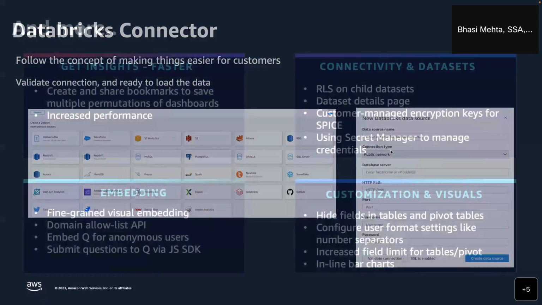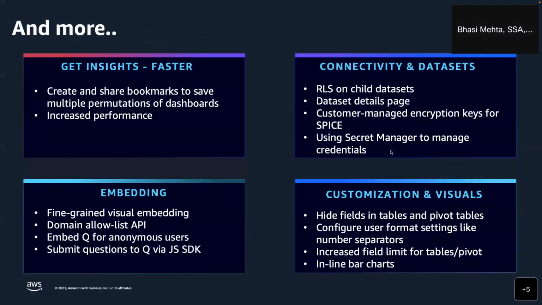And so with that, we also have many more capabilities, so I wanted to only cover the main ones that were highlighted during this year's re:Invent and some additional ones that are personal favorites of mine and things I'm really excited about. In addition, we've also added quite a few other capabilities. As you can see in the upper left corner, we have Get Insights Faster. This is where you can create and share bookmarks and save multiple permutations of the dashboard, as well as have that increased performance as we mentioned earlier.